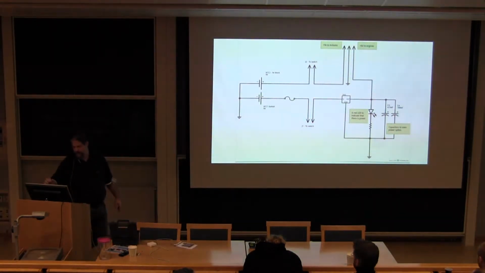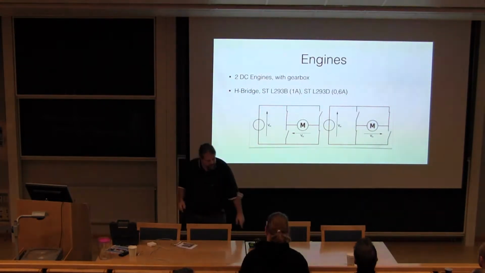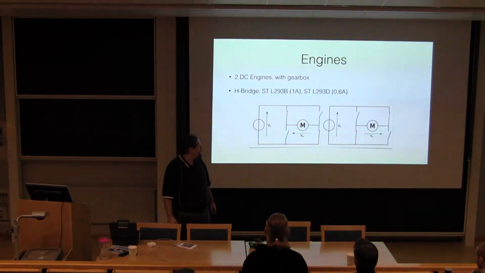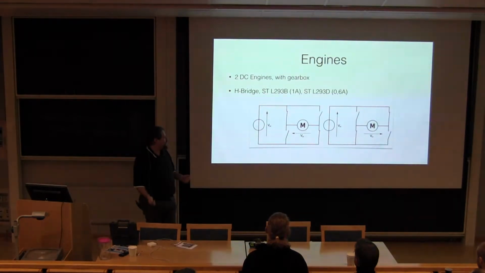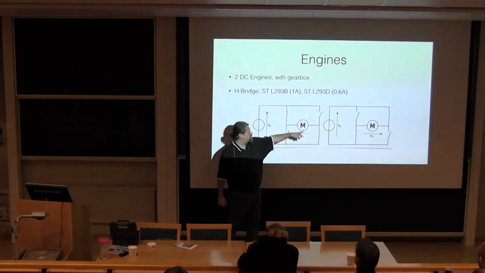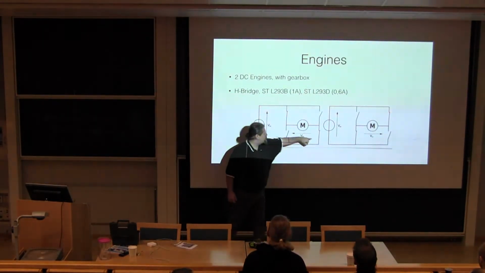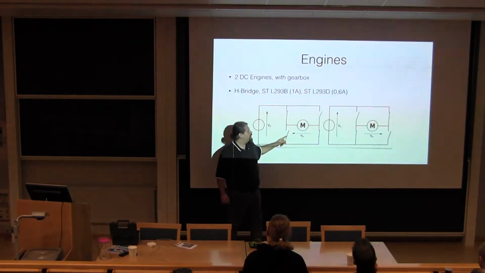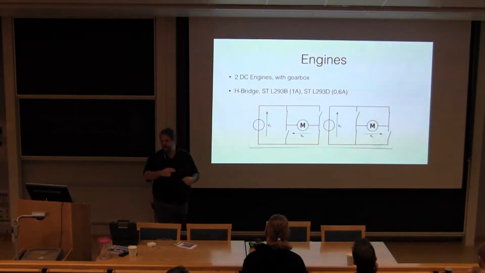And for engines, there are 2 standard brushed DC engines, one for each wheel. And to make them run forward and backward, you have something called an H-bridge connector. That is where you actually have 4 switches for each engine. If you connect the switches this way, power will go one way. And if you change, power will go the other way around. This is a standard way to connect a DC engine.